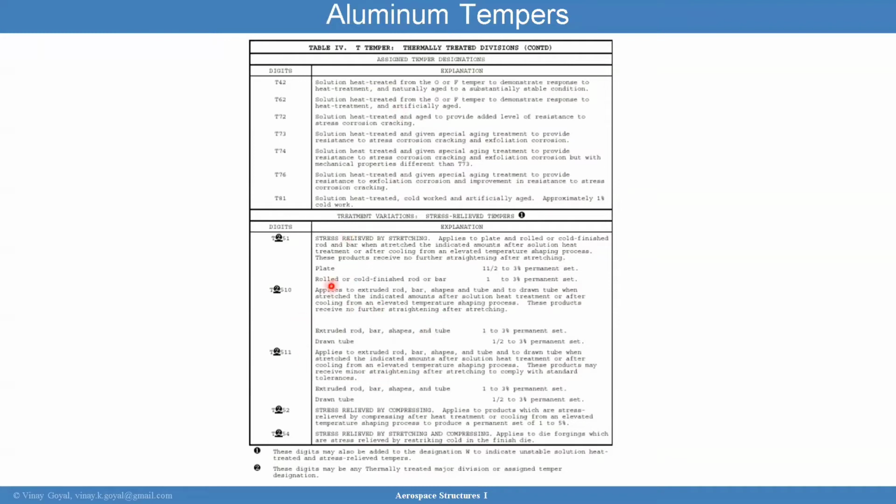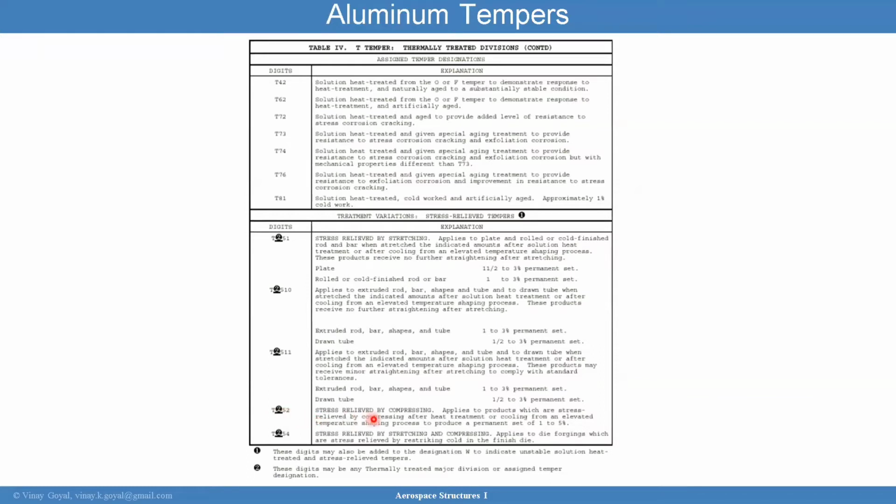Here at the bottom, you will see stress relief tempers, and it gives you additional data there. T51, T510, T511, T52, T54. And for example, here is an interesting one. T252 is a 3-digit designation, and may be any thermally treated major division or temper designation. But here's a 3-digit number, 252.